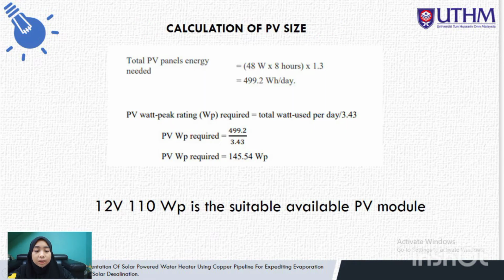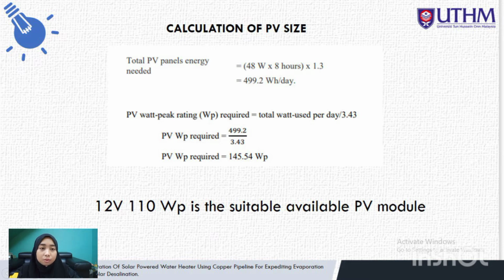For the calculation of the PV size, we have to know the PV size needed. To calculate, we multiply the power by the hours per day that we use, multiplied by 1.3. The 1.3 is the energy loss in the PV system. After that we get 499.2 watt hour per day. The PV watt peak required is equal to the total watt used per day divided by 3.43, so we divide the panel's energy need by 3.43.